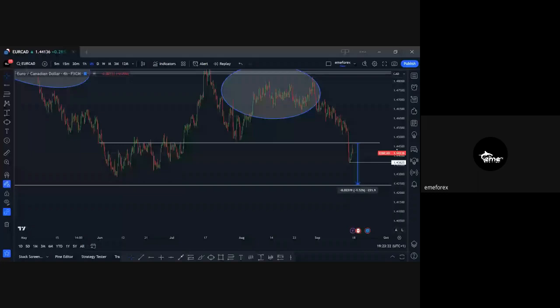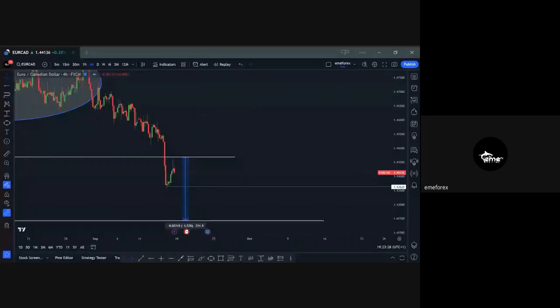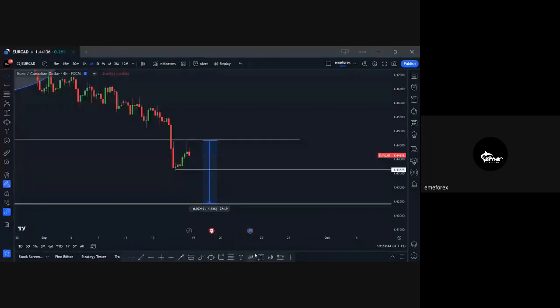The other thing I want to take a look at now is where we currently are. We are trading around the 1.44136 level, so there's a high chance that price will want to stall around this level for a bit before we start selling to the downside. However, these are one of the things that, if you have on your watch and pay close attention to, we might get an entry this week as well.